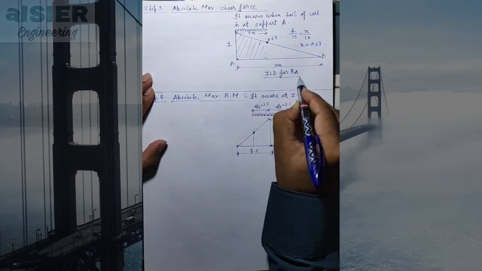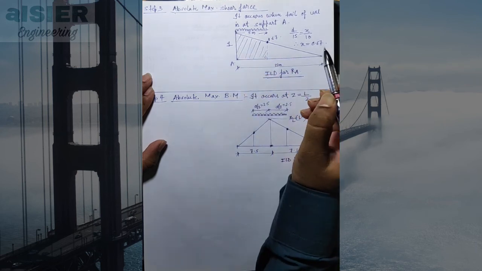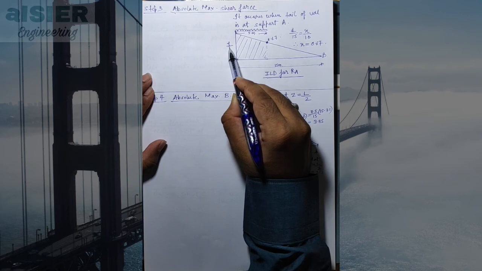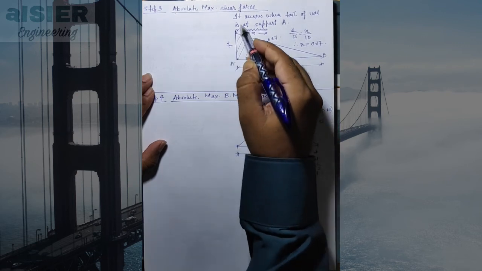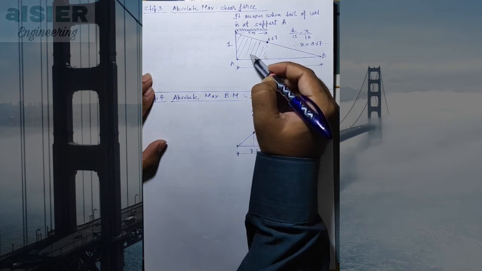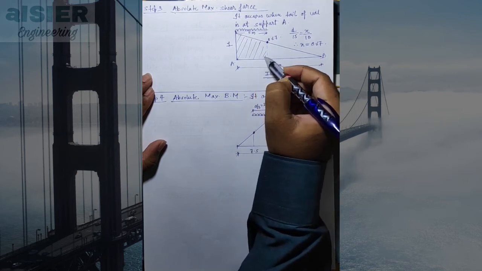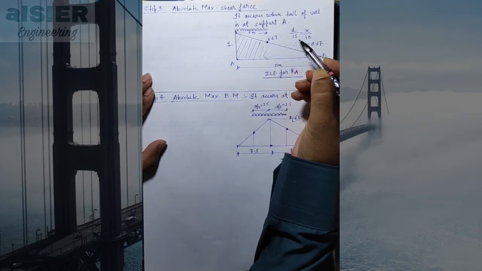For that we will need to draw ILD for RA. So this is ILD for RA. Now we have seen that ILD for RA is 1 at A and 0 at B. So this triangle will form. Okay. So now we have to calculate area under this UDL. So to calculate area under this UDL, we know this ordinate. We will calculate this ordinate using similarity of triangle.